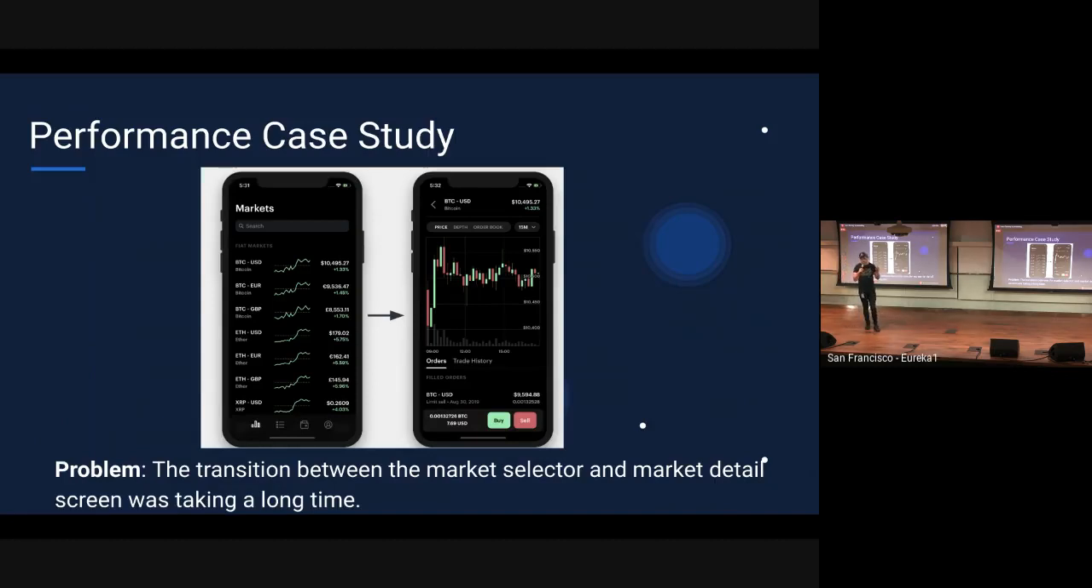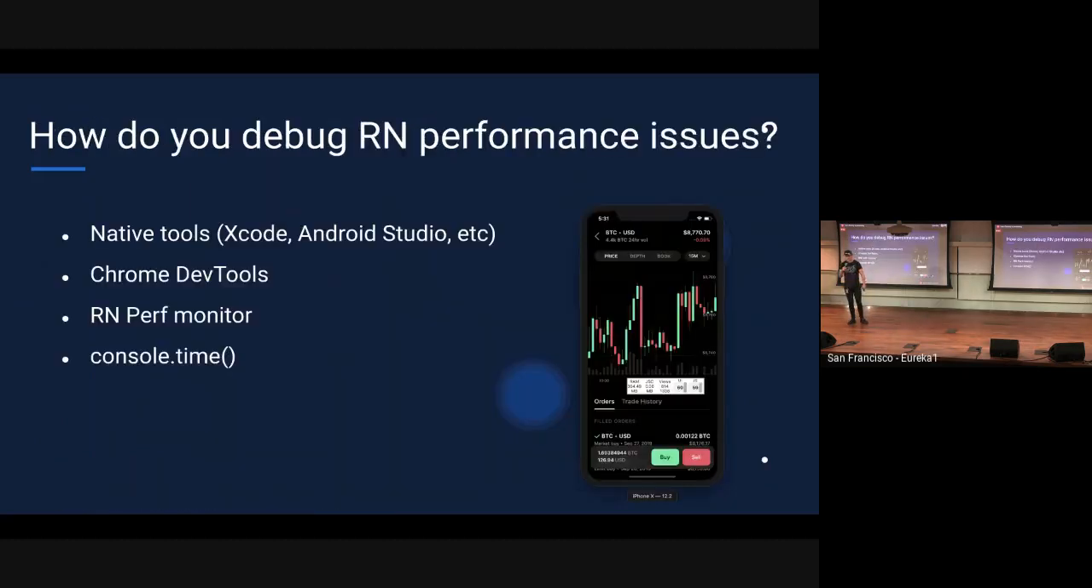So the screen before the market details screen is the market selector, right? This is what you see when you log into the Pro Mobile app. You're like, okay, I want to check out the price of Bitcoin, so I'm going to click on the Bitcoin chart. And it transitions from the market selector over to the market detail. But you notice something. It's taking a really long time. Why is that? My PM is complaining about it. What am I going to do?